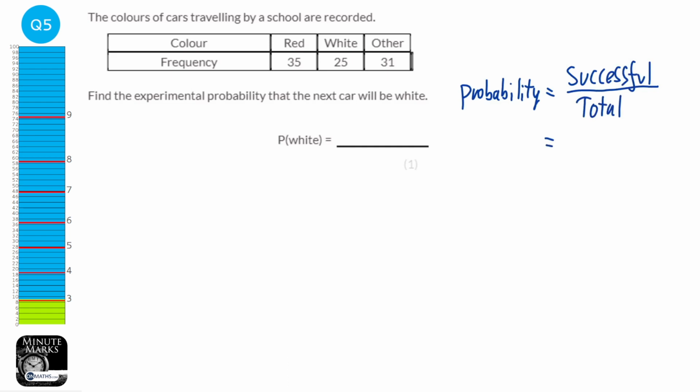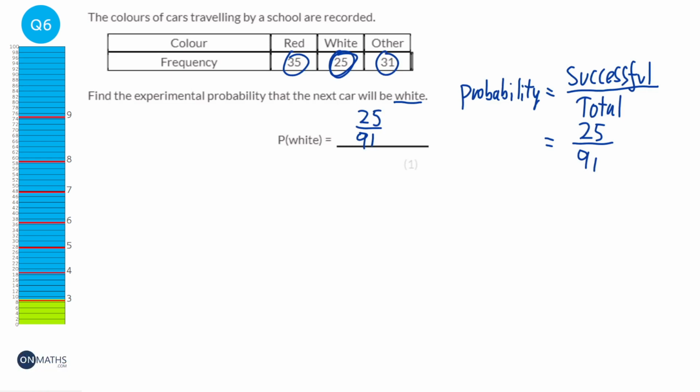So we're looking for the probability that it's white, so it's going to be 25 over, and we're just going to do 35 plus 25 plus 31, which is 91, and that's our probability, 25 over 91. Be careful when it says total, you must include all of the outcomes, so red, white and other.